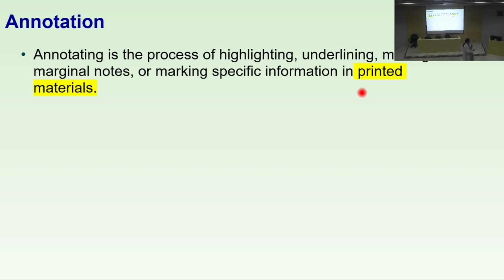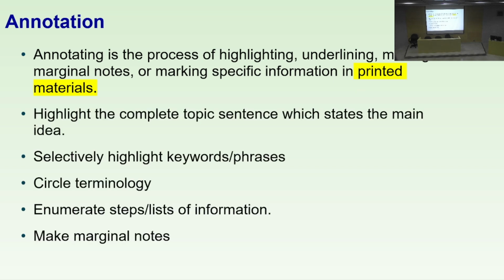Then you add some examples. Okay. In addition to highlighting, some of us feel underlining is useful. Some of us put symbols, star, double star. If something is very important, we put even triple star or put a shape. All these things are ways of annotation. I'll show an example. Okay, either you highlight the complete sentence, highlight keyword, circle, enumerate the steps, or make notes.